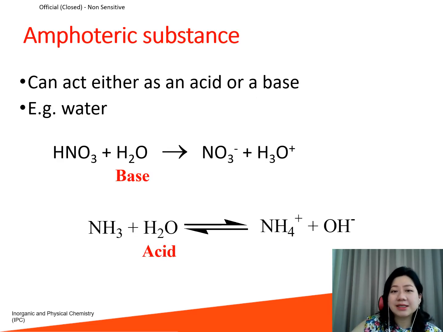Not all substances are clear acids or bases. Some substances can act either as an acid or a base. We saw earlier that water can act as a base when it reacts with acid because it accepts a proton from the acid. But when water reacts with a base such as ammonia, it can act as an acid because it donates a proton to the base.